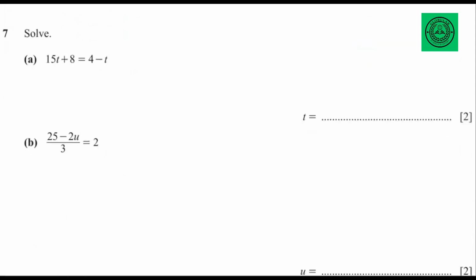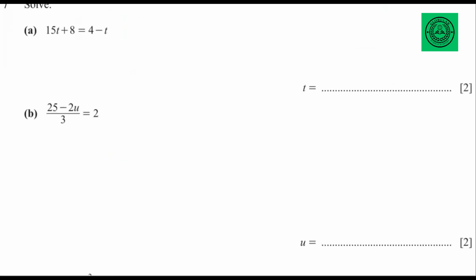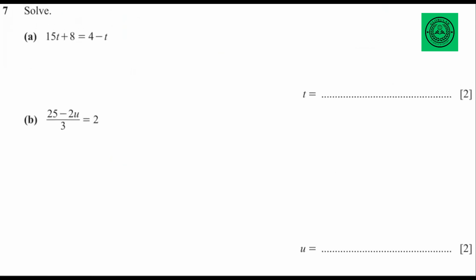Okay, then we have question number 7, and you see clearly that in question number 7, we have to simplify two parts. One part is finding the value of t, and the other part is finding the value of u. So let's solve the first part. If you see, there is t written twice, one over here and one over here. One is on the right side of the equality, and the other one is on the left side.